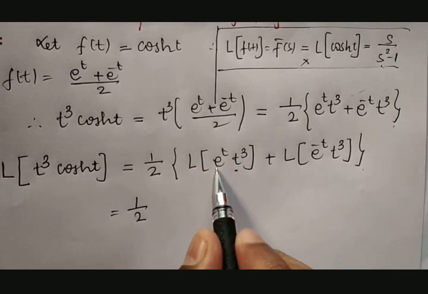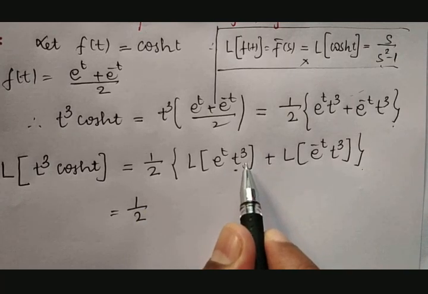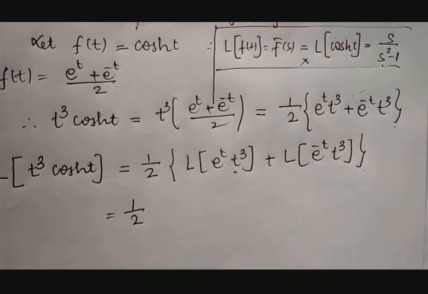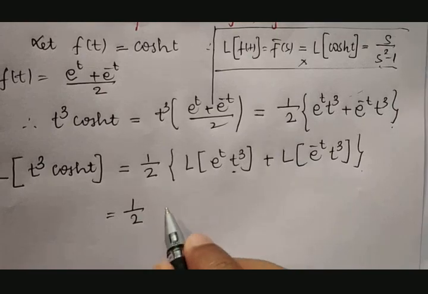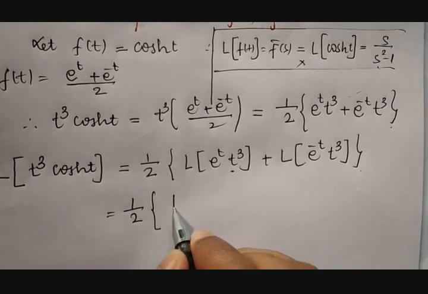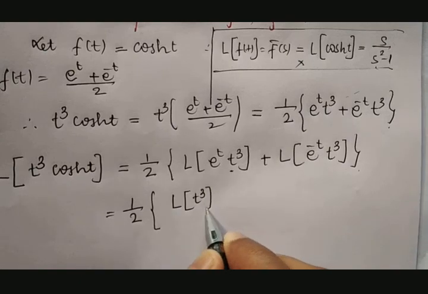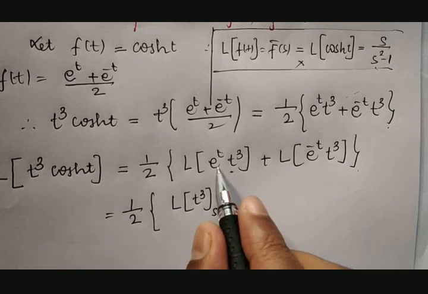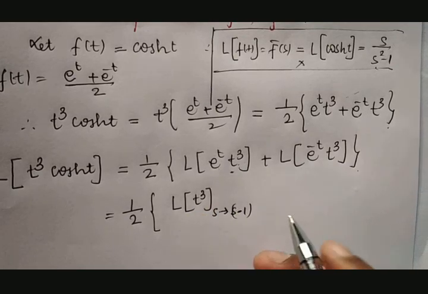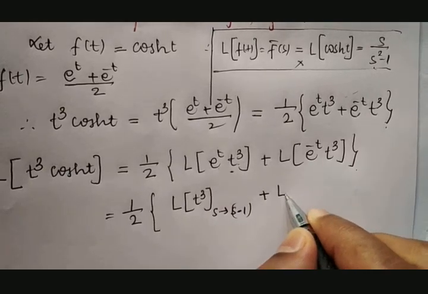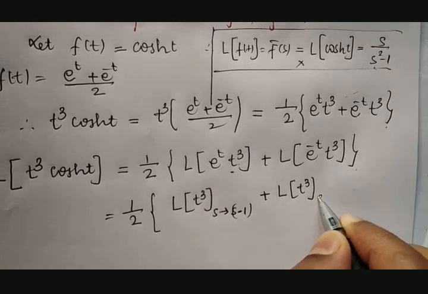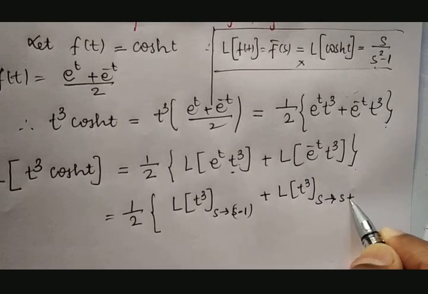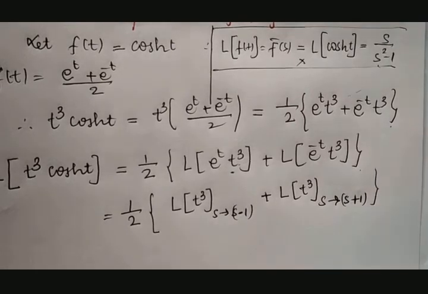Again, if I give preference to this t cube as a derivative, then e raised to t has to be differentiated 3 times. So to avoid that, we'll take it as the shifting property, meaning Laplace transformation of t cube, where s is replaced by s minus 1, because it is multiplied by e raised to t, plus Laplace transformation of t cube, where, since it is e raised to minus t, s is replaced by s plus 1.